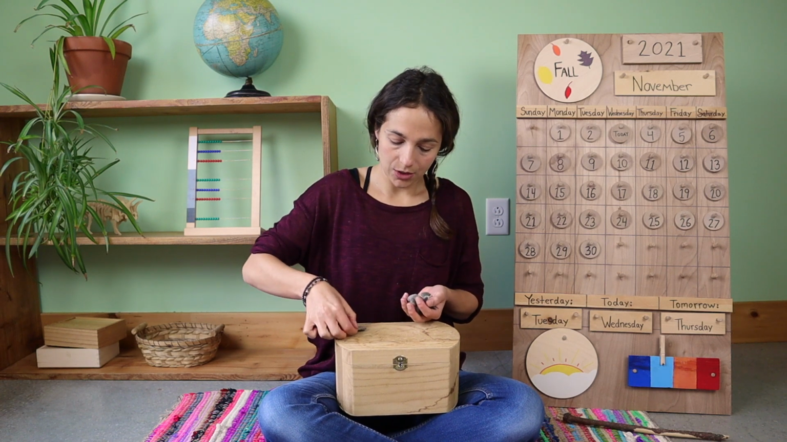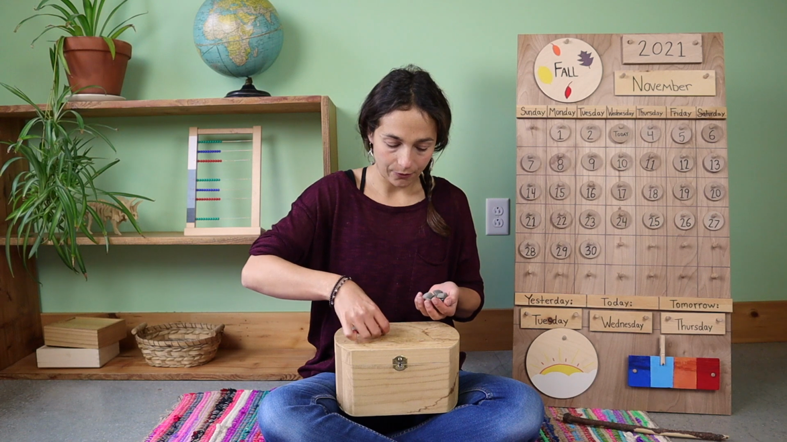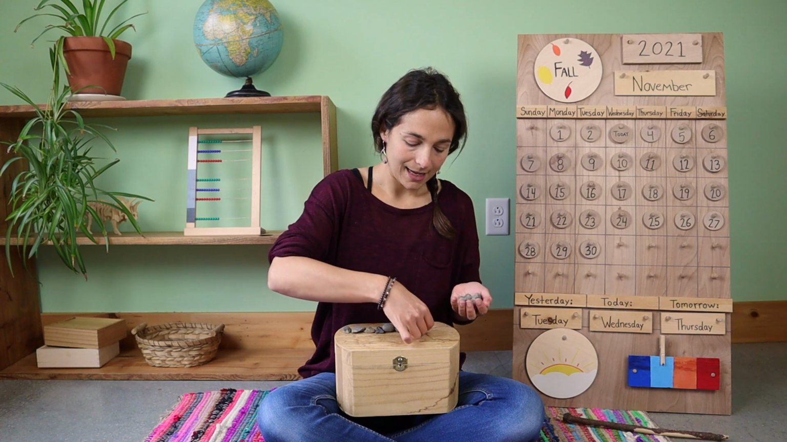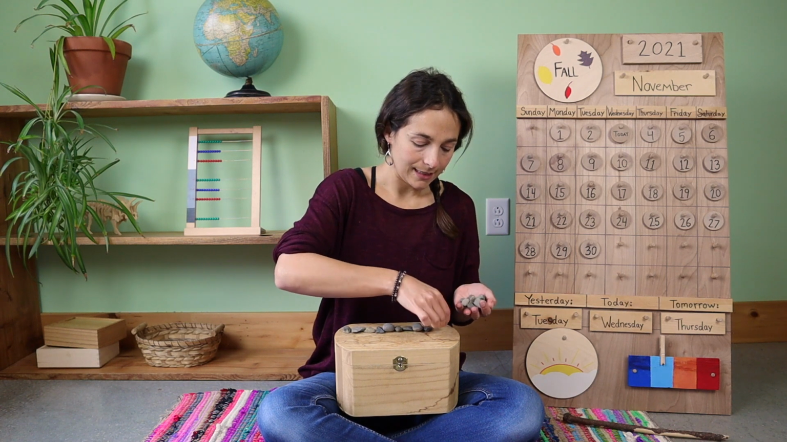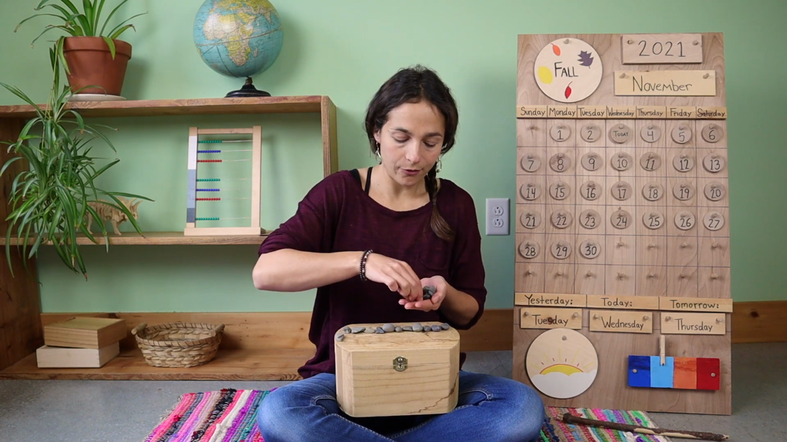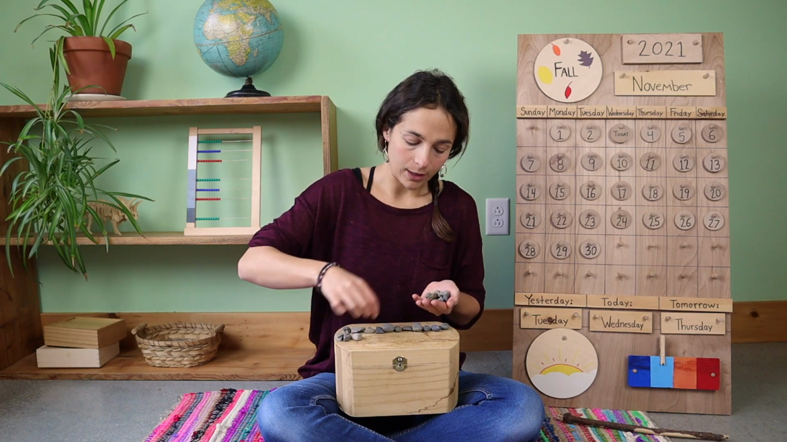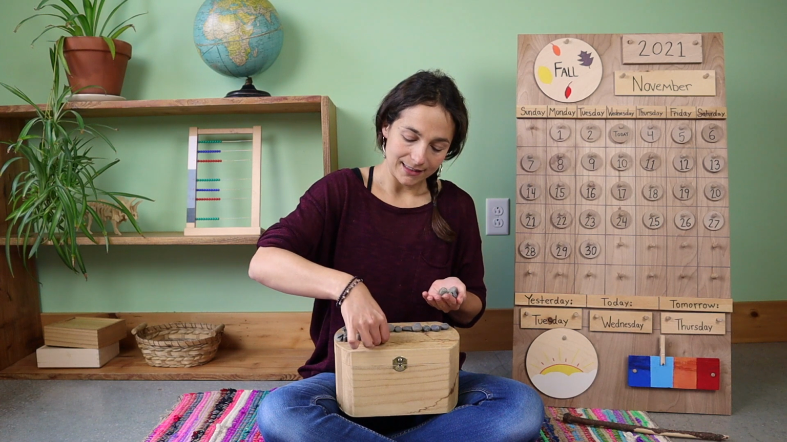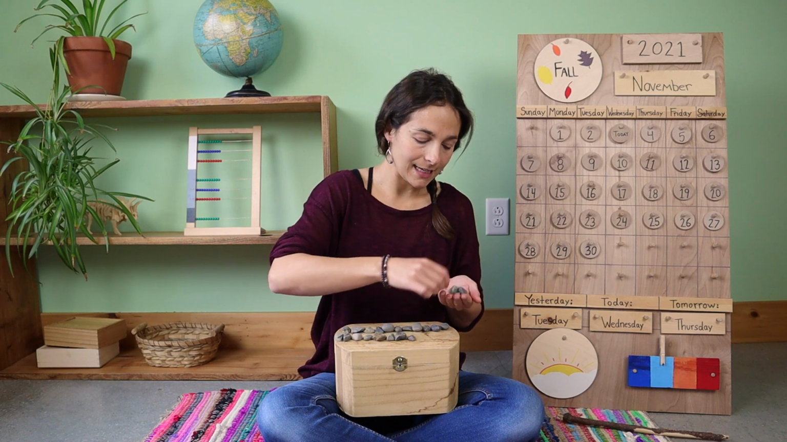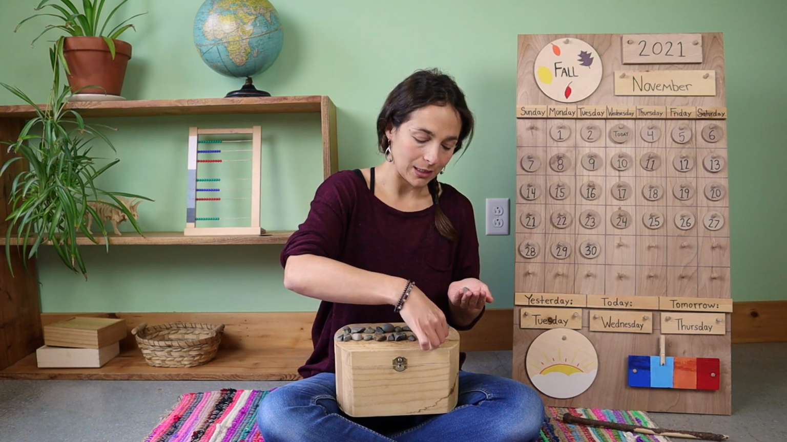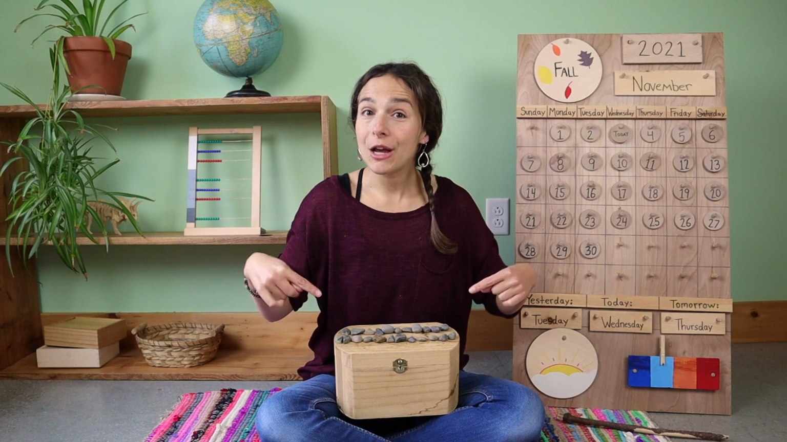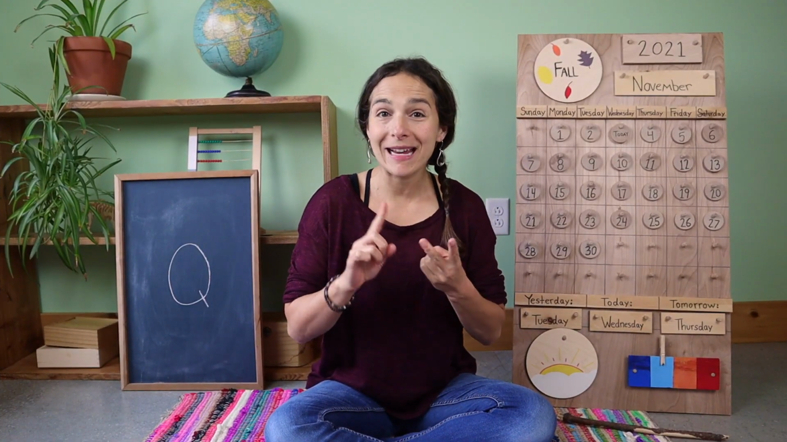1, 2, 3, 4, 5, 6, 7, 8, 9, 10, 11. Let's start the second row with 12, 13, 14, 15, 16, 17, 18, 19, 20, 21, 22, and one more pebble makes 23. 23 pebbles.